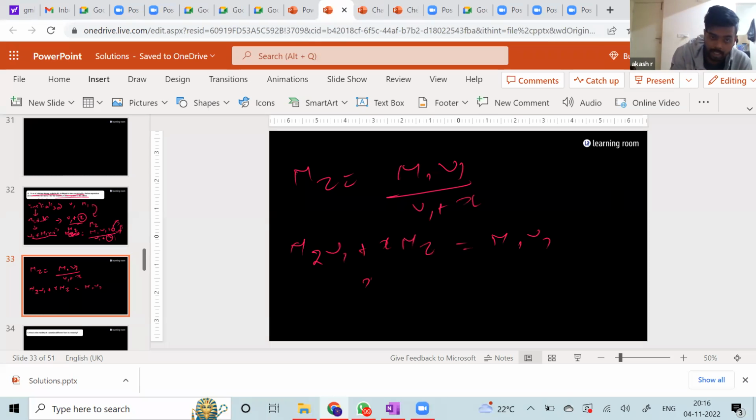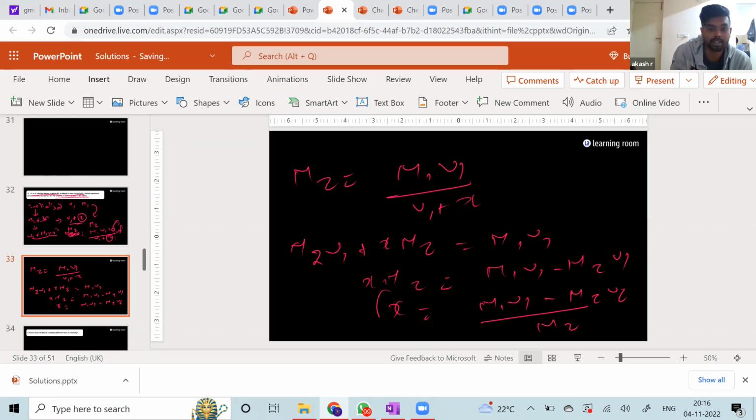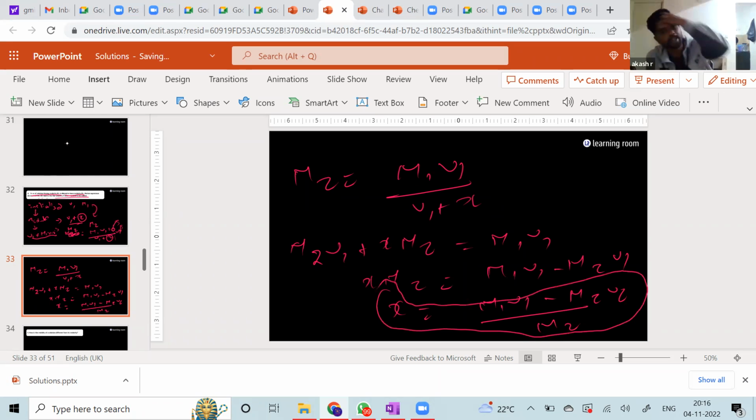Now let us keep X M2 on this side. You will get M1 V1 minus M2 V1. So the X value would be M1 V1 minus M2 V2 divided by M2. This is the equation. X is equal to M1 V1 minus M2 V2 divided by M2. Is everybody getting this? Very simple. Does anybody want me to explain again what happened here? No, sir.